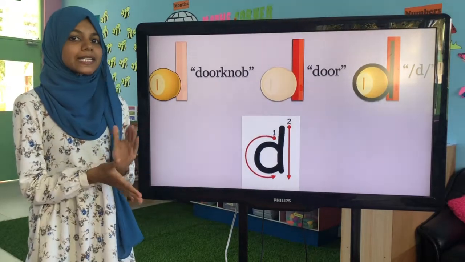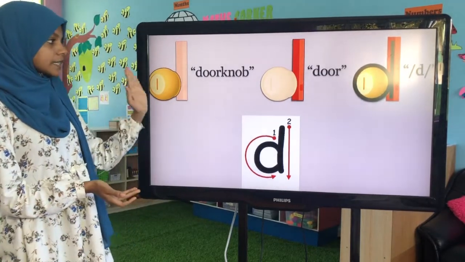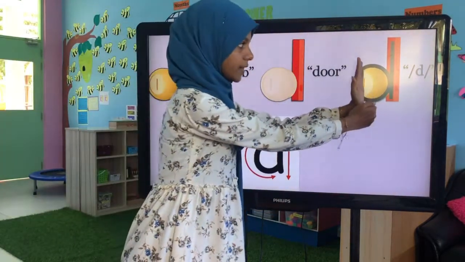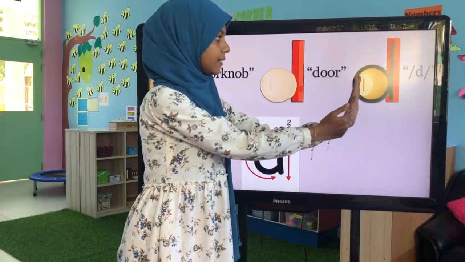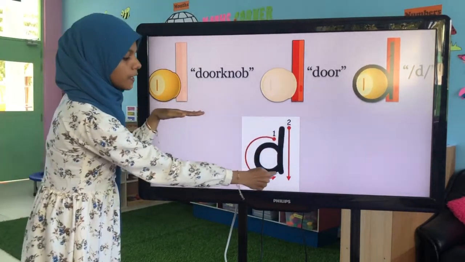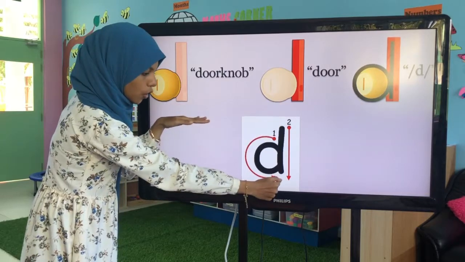Now let's see how the letter D is formed. First comes the doorknob and then the door. When you put them together, you get the letter D. So first comes the doorknob and then the door.